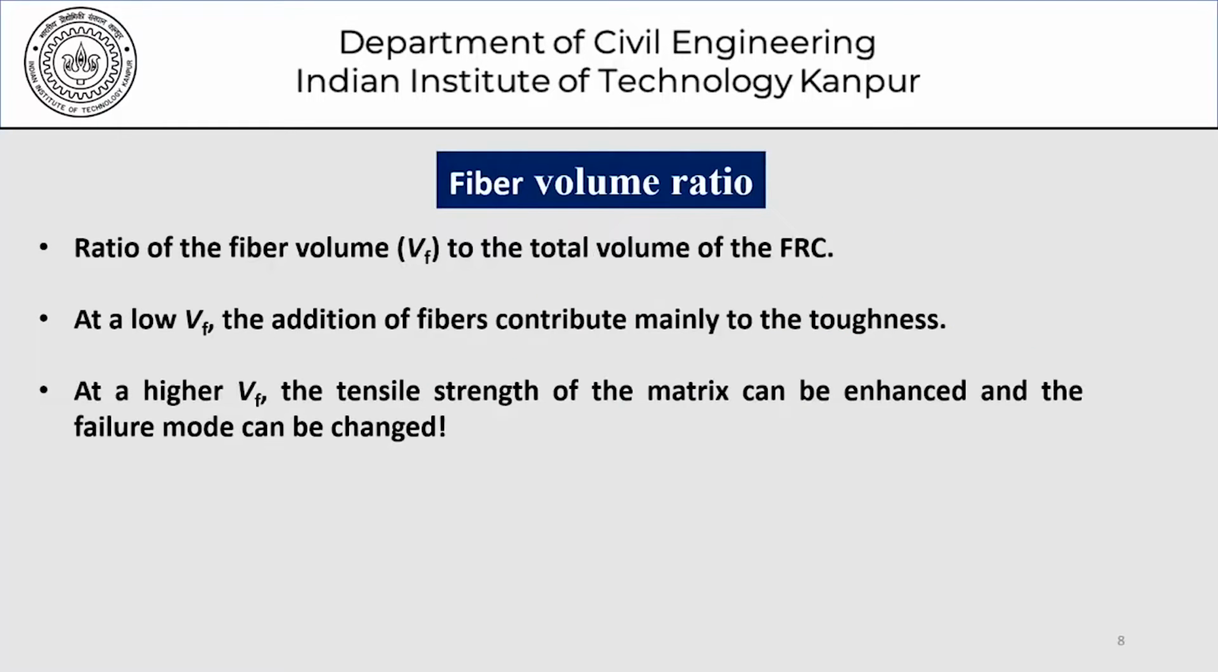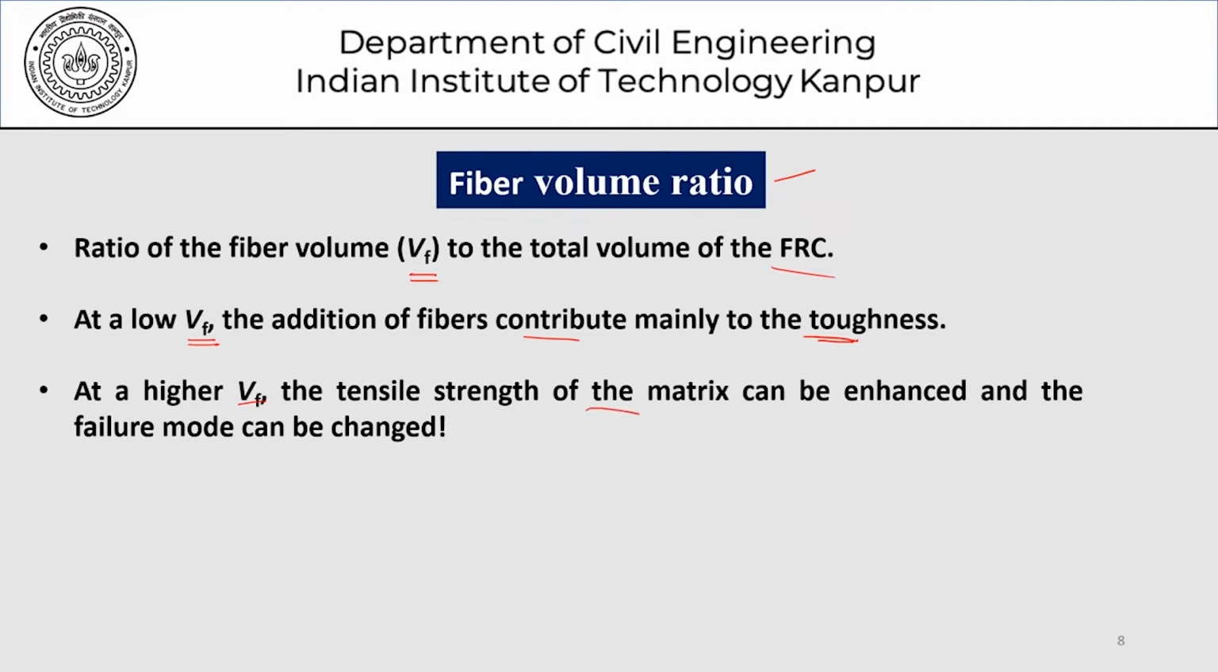As far as the fiber volume ratio is concerned, this picture here gives you a very rough, simple schematic representation of how the properties of the composite are determined. If the ratio of the fiber volume is VF to the total volume of the fiber reinforced concrete, at a low VF, that is, if the volume of fibers is low, the addition of fibers contributes mainly to toughness alone. There is not so much of a contribution to the strength.